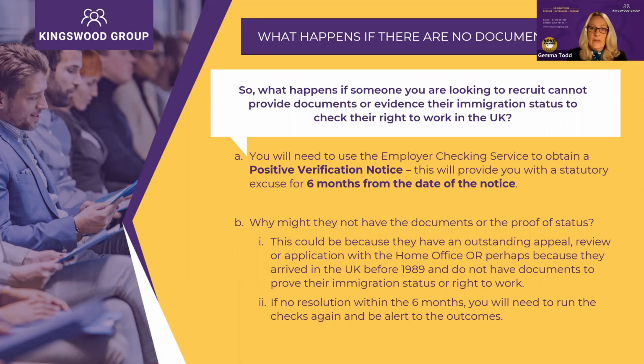Why they might not have the documents could be a whole range of reasons. It could be because they have an outstanding appeal, review or application with the Home Office, or perhaps because they arrived in the UK before a specific date. Or perhaps they just simply don't have them with them on that particular day. If no resolution comes within that 6 months, if they aren't able to provide you with the right to work documentation, you would need to run the checks again and be alert to the outcomes.